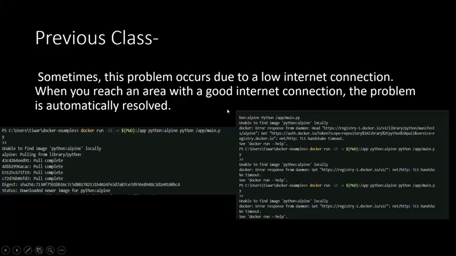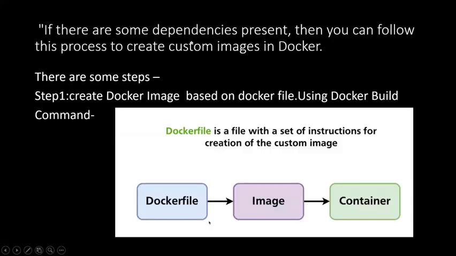So we move on. If there are some dependencies present, then you can follow this process to create custom images. Say in the database there are multiple dependencies present. If you want to run any program that is bound with a certain number of files that depend on your system, then you can't run the programs. In this program which I am running, Python main.py, that is a simple program based on a particular image.